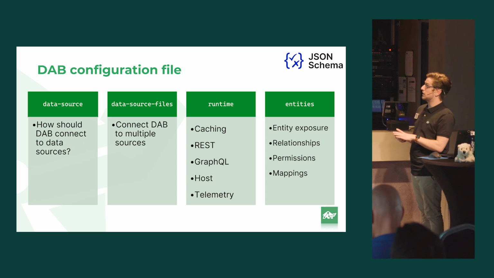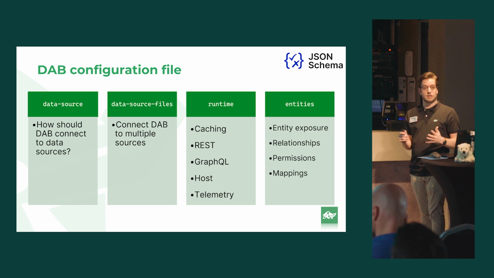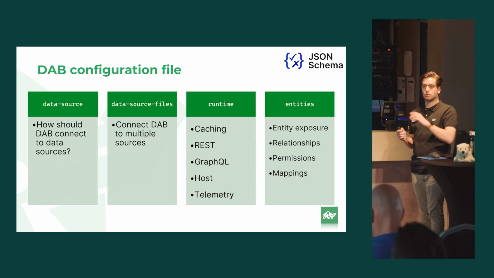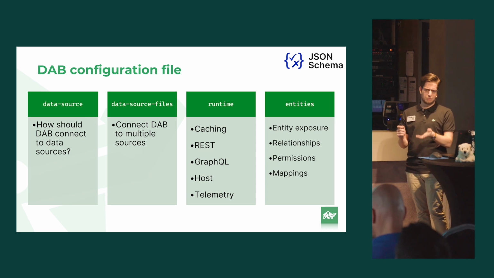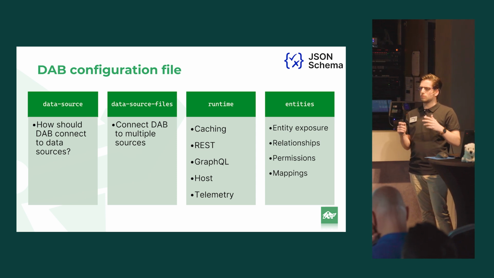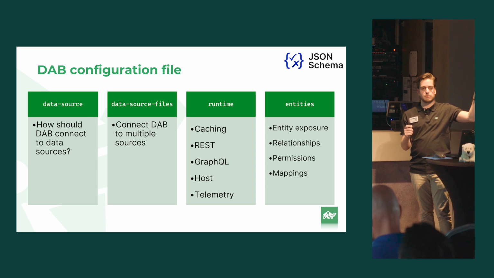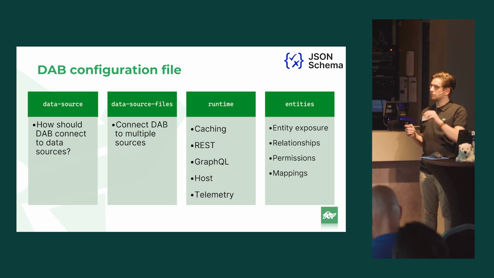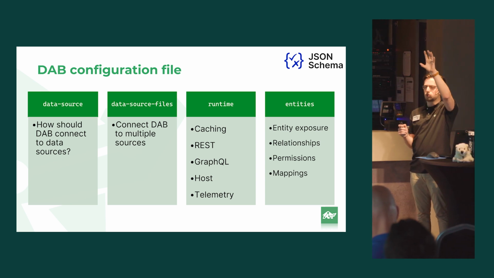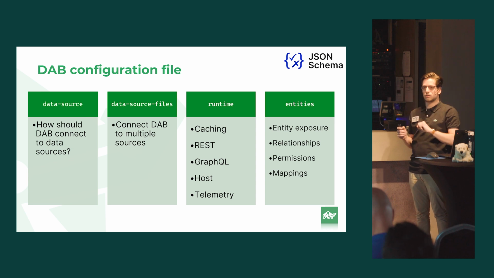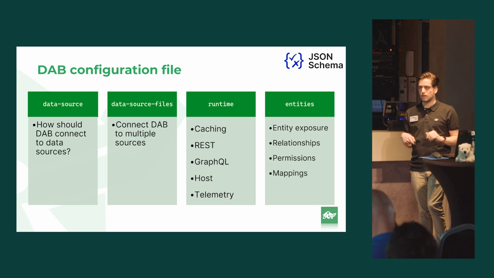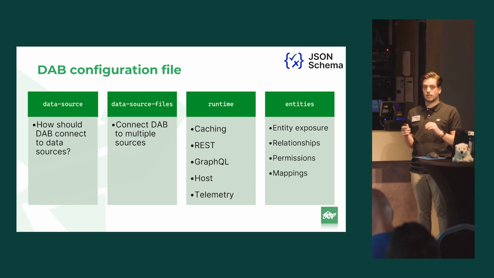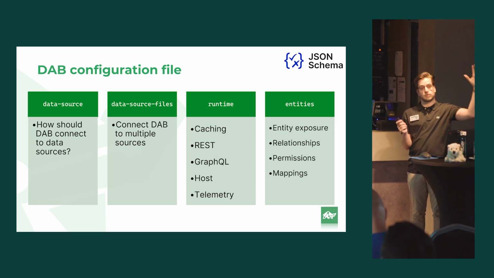So how should Data API Builder connect to your database? There are also data source files, which allow you to connect one instance of Data API Builder to multiple databases. So you could, for example, say, I have like 20 databases in my entire enterprise, and probably way more, and I don't want to have to run 20 instances of DAB. I just want to have one. Well, then you can say, I want to grab the user entity from Postgres, I want to grab the orders from Cosmos DB, I want to grab, I don't know, user preferences from MySQL, stuff like this. So you can have one instance of DAB with multiple connection types.